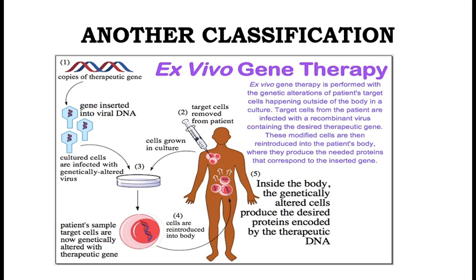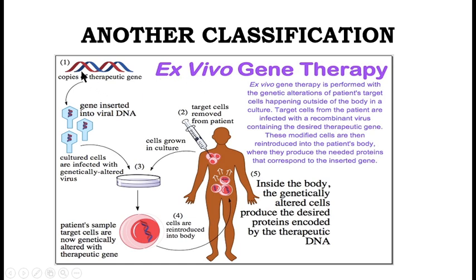This is another type of classification of gene therapy. The first type of classification was based on the cell type that you are targeting, whether you are targeting the somatic cells or the germline cells. This classification is focusing on the procedure that you are adopting for the gene therapy. The first type is known as ex vivo gene therapy, and it is clear from the name that you are doing something out of the body. Therefore, we are using the terms ex and vivo.